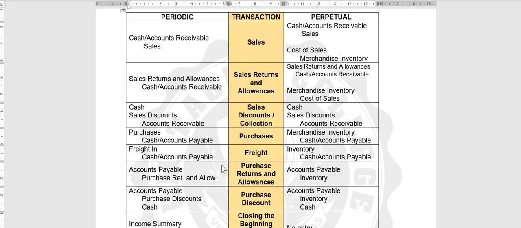The same also applies to transportation cost. If we paid for transportation and we are the buyer, we will report freight in. So, credit cash or credit accounts payable, as applicable. Under the perpetual inventory system, this is our entry: we debit merchandise inventory because the cost of our inventory increases.